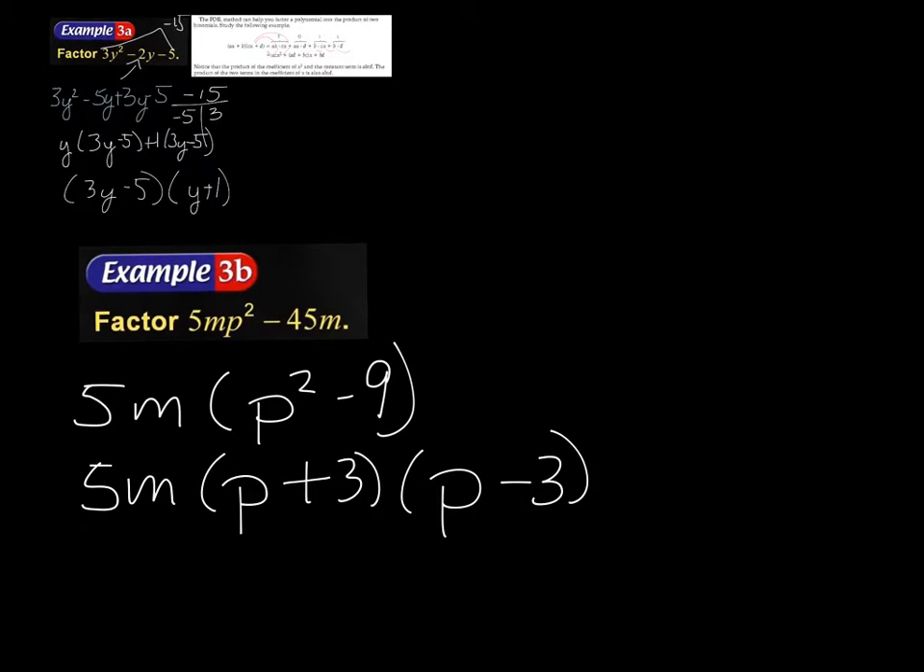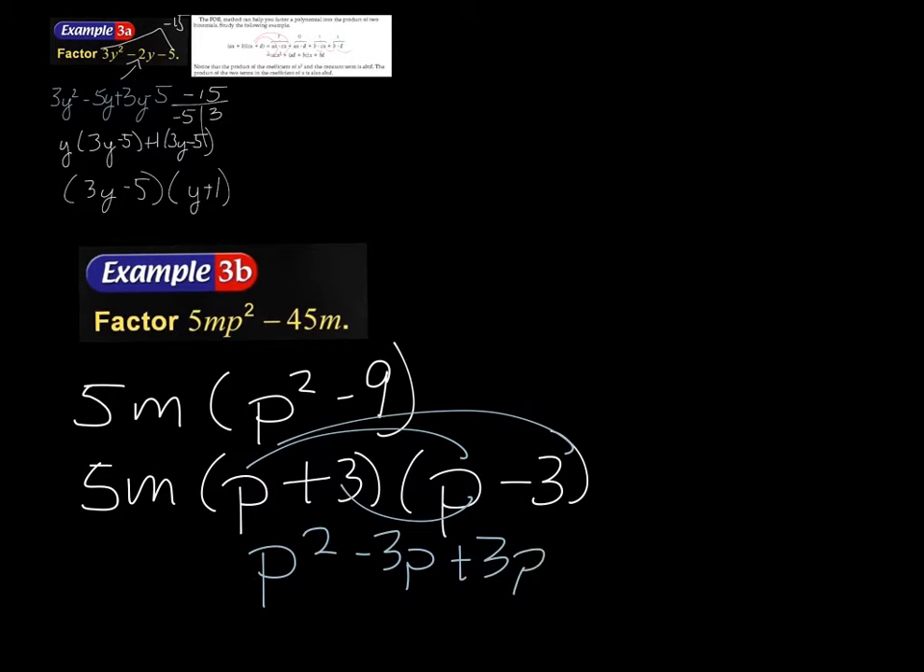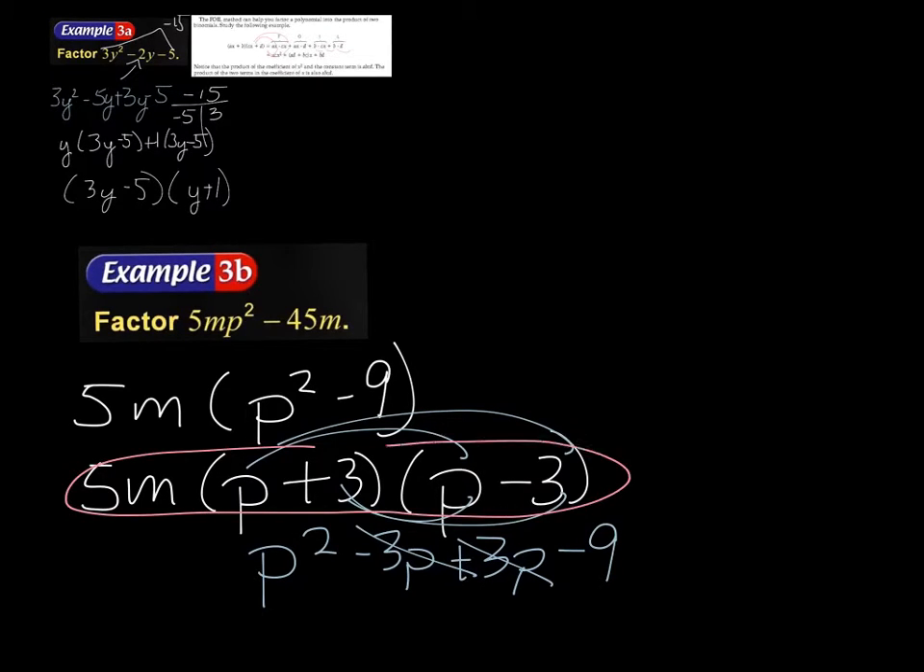Okay, I can't help myself. I'm going to multiply this one back out to remind you why that factoring pattern works. So that would be p squared minus 3p plus 3p minus 9. So the difference of two squares factoring pattern works because those middle two terms cancel out. And by the way, our final answer was 5m times p plus 3, p minus 3. And again, the order does not matter on which is the plus 3 or the minus 3.